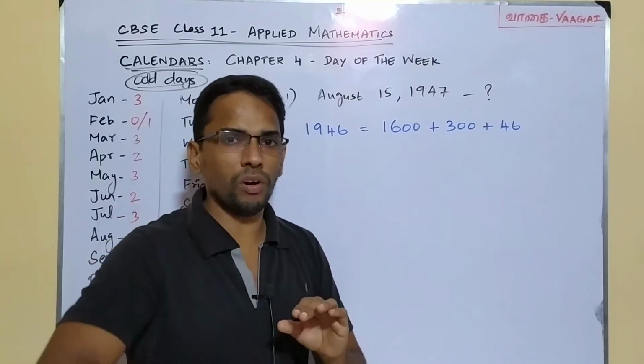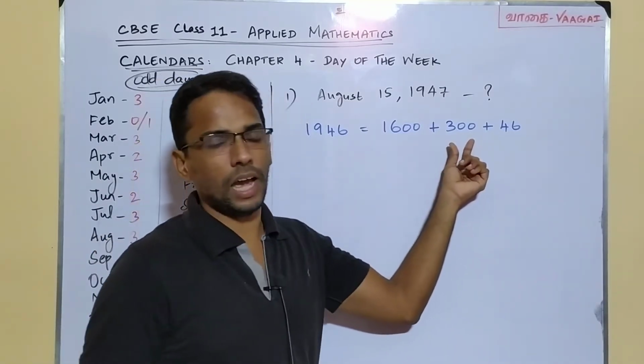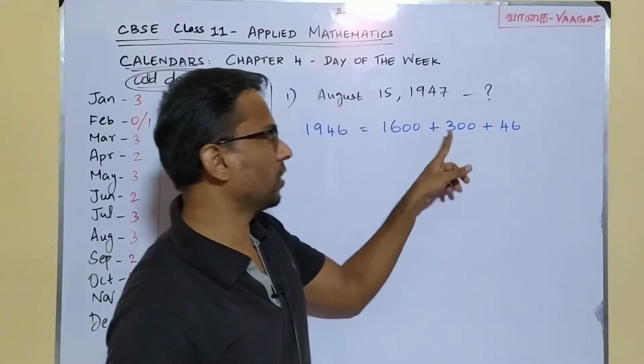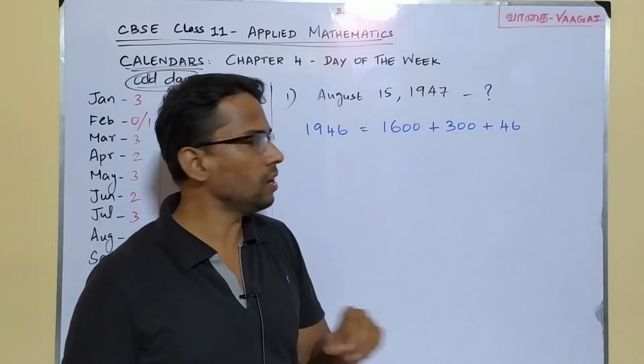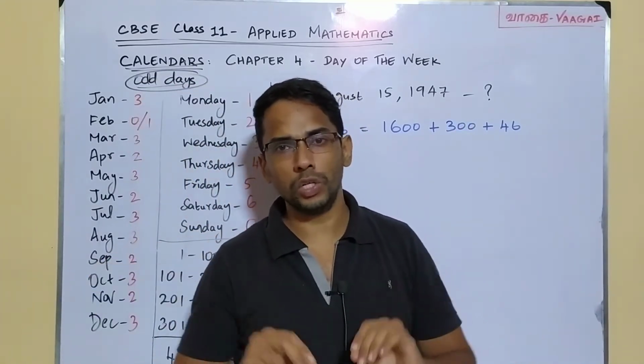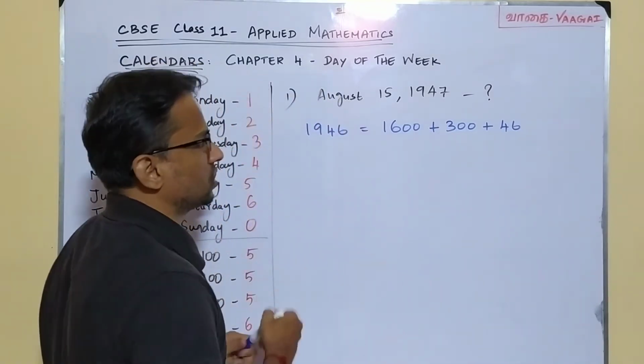And again from the 346, what you are supposed to do is take or collect as many hundreds as possible. So that's what we are doing here. 300 we have here, plus finally the remaining 46 years. This is the way we are going to split it. Shall we further proceed with the calculation? Yes, we can do that.